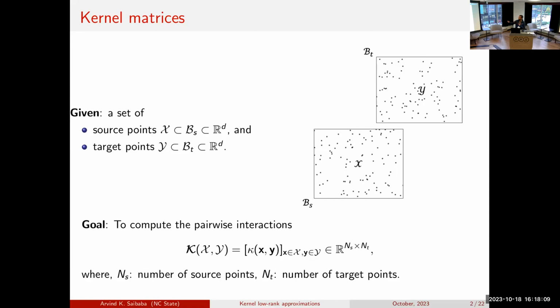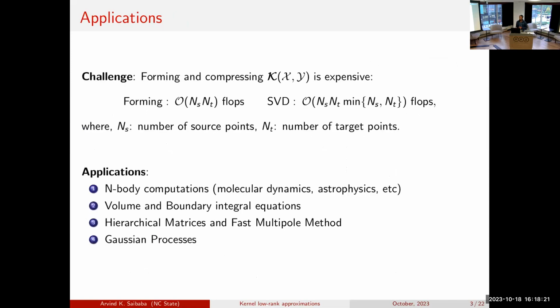So you're computing a matrix, and the size of the matrix can be large. It can be on the order of hundreds of thousands. And it's dense, and you don't want to compute it if at all possible. Even forming this matrix is expensive, but what you want is a compressed representation. If you were to naively apply the SVD, it would be cubic. I don't have to tell this audience that. So what we want is linear time algorithms.